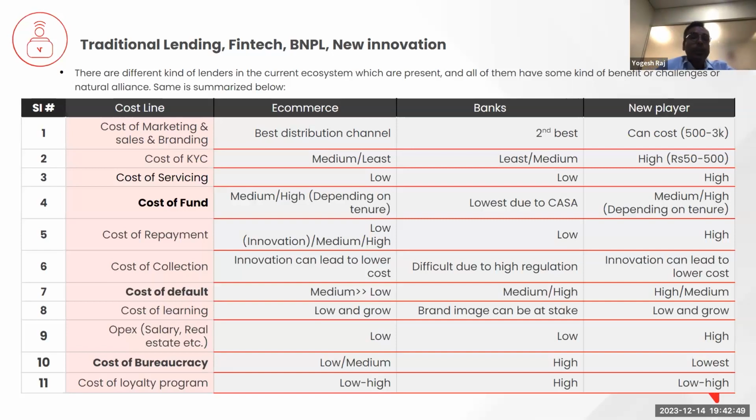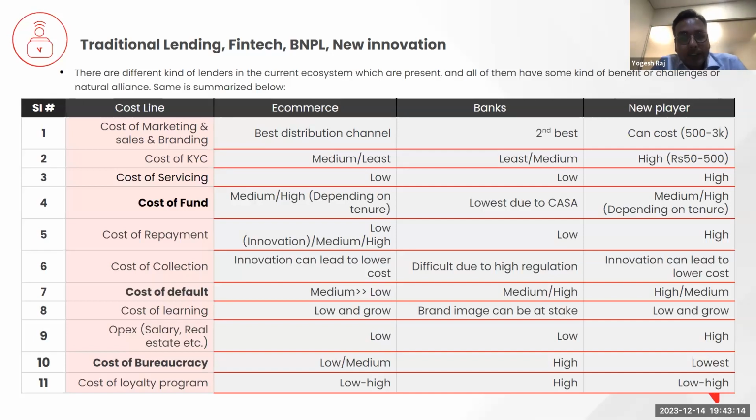So again, when you are doing KYC, it becomes a tedious journey for the customer as well, and it costs you because you need to send somebody to collect data and all those things. For e-commerce, probably they are already delivering stuff to different places, so they already know where the customer lives. Doing KYC becomes easier.